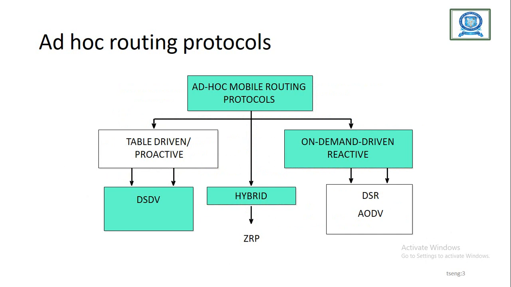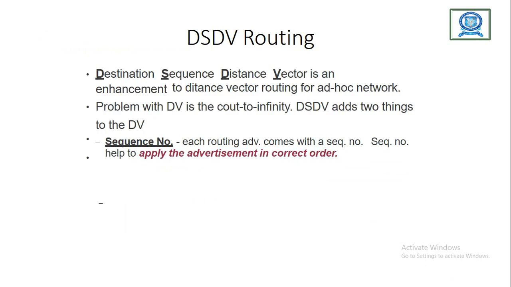In table driven routing protocols, the well known routing protocol is DSDV, which means destination sequence distance vector. In on demand routing protocols, the well known routing protocol is ad hoc on demand distance vector, AODV. And in hybrid routing protocols we have ZRP, the zone routing protocol. In our syllabus we are going to discuss DSDV.